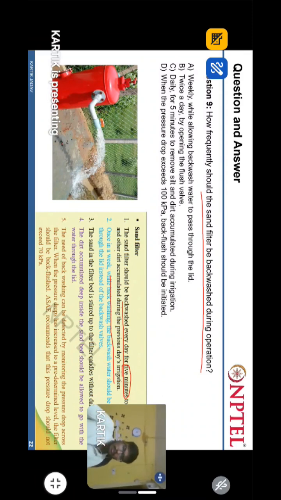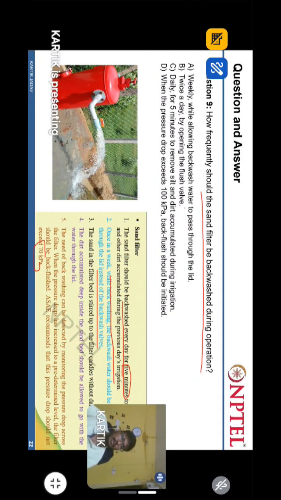Once in a week, we need to backwash, and backwash water should be allowed to pass through the lid instead of backwash valves, right? The sand in a filter bed is stripped to the filter candles without damaging them. We have discussed almost all this, and this question we have also solved, right? That pressure difference should not exceed the 70 kilopascal. So which option is right here?